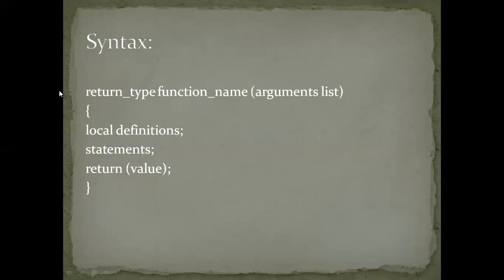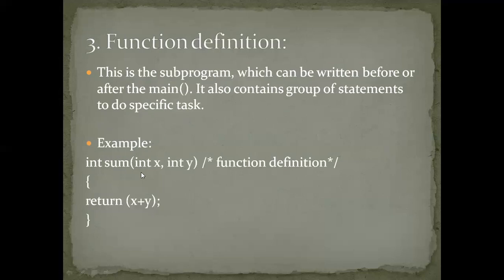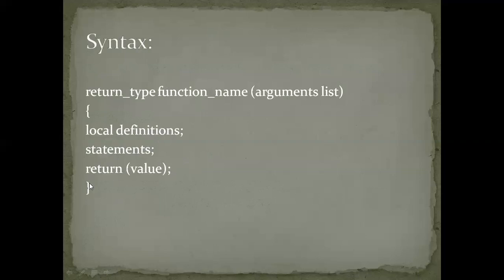This is the syntax: return type, function name, and argument list. So here return type is what? Integer. Function name is what? Sum. Argument list is what? int x, int y. So here finally we are going to return the value, that is x plus y. So this is the return value. Understood? This is the syntax and that is an example. It's very simple. For summation of two numbers, first we write the return type, name of the function, and argument list. Here inside we are going to write the logic of the program, x plus y.